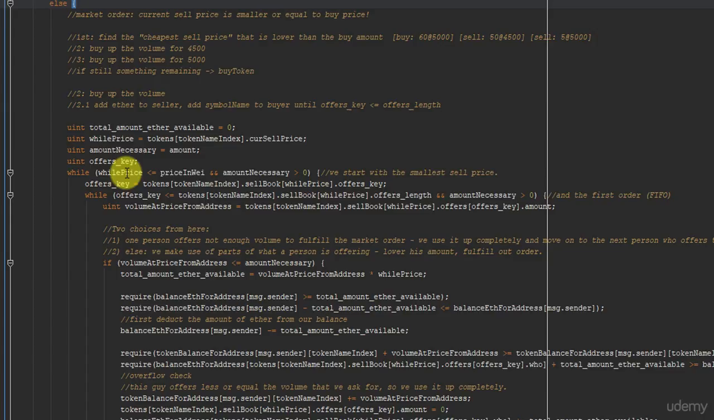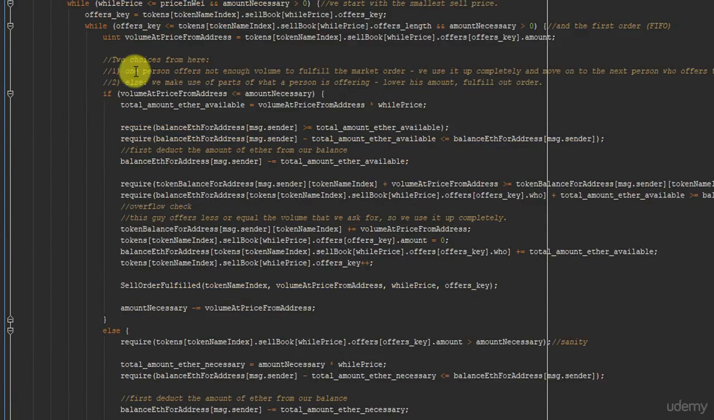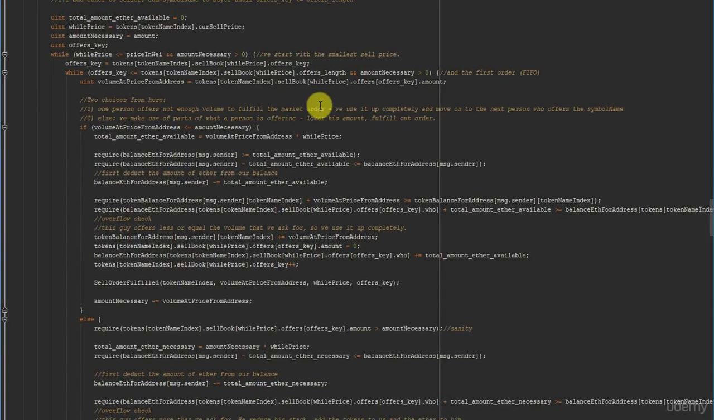So first of all, as long as the while price is not the price in Wei and the amount necessary, so the volume is not used up, we are going through the prices, and inside each of the sell book prices, we are going through the offers from the offers mapping. And here we have again 2 choices. Either one person offers not enough volume to fulfill the market order, then we use the volume up completely and move on to the next person who offers more of this volume. Or else the person offers more already in the sell book than we actually ask for, so we use parts of what the person is offering, lower his amount and fulfill the order.